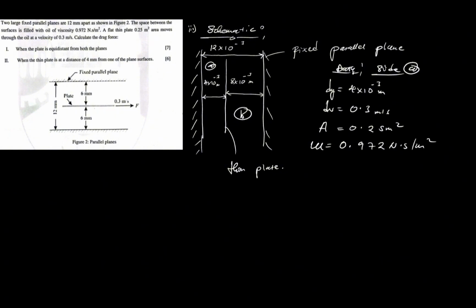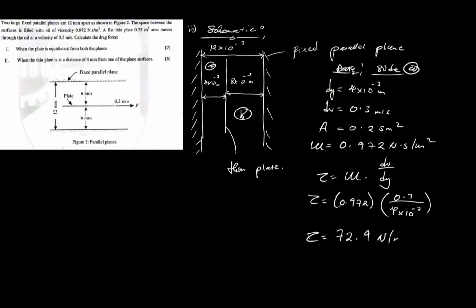Now having this, the first thing we're supposed to do is to calculate the shear stress. So the shear stress is equal to the dynamic viscosity times du over dy. So shear stress is equal to dynamic viscosity 0.972 by du over dy. Du is 0.3. dy is basically 4 by 10 to the minus 3. So shear stress is now going to be about 72.9 Newton per meter squared. This is to one decimal place. So this is the shear stress on section A.